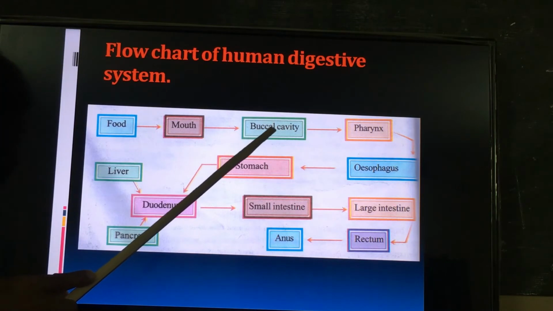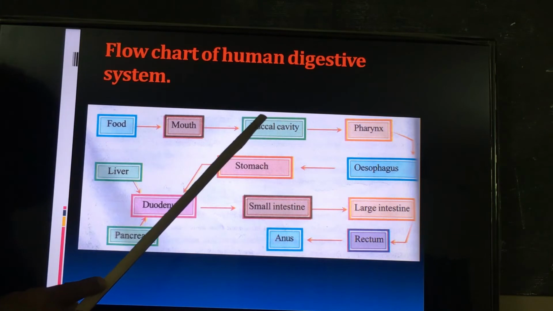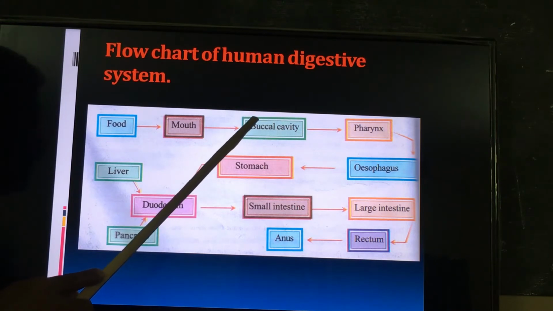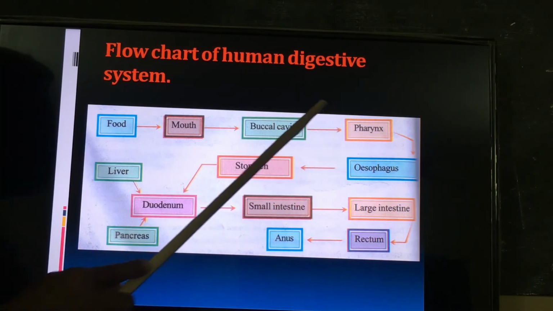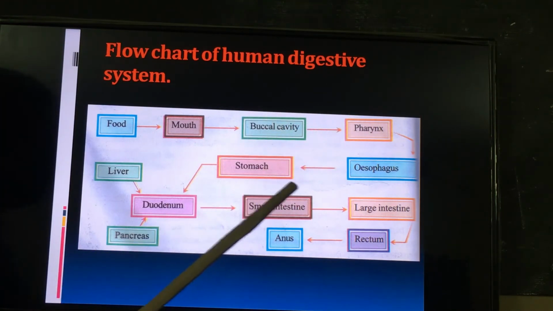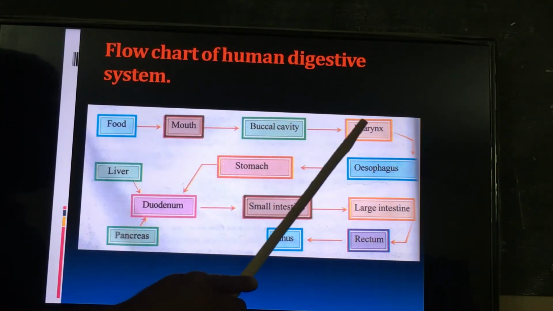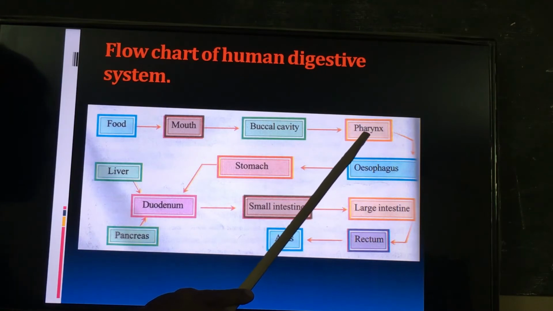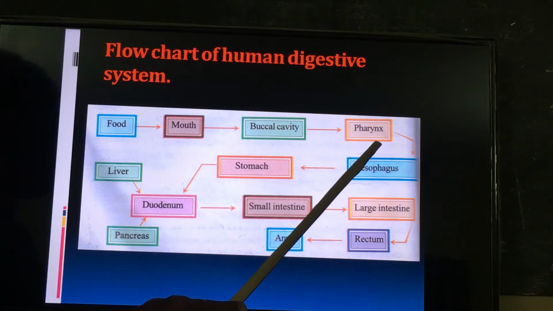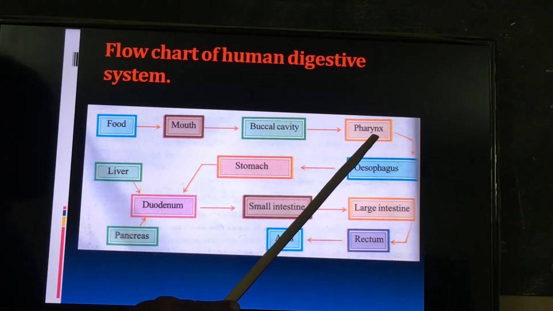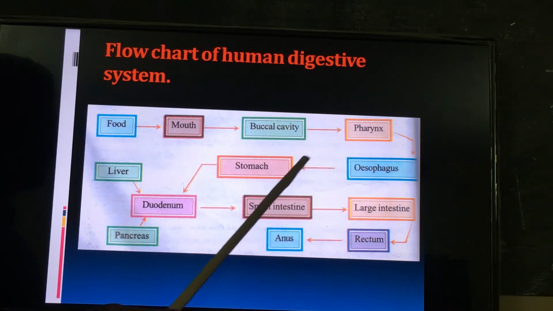Next, it opens into a cavity known as the buccal cavity or oral cavity. Three structures present in the buccal cavity, as we learned, are salivary glands, tongue and teeth. Next, the pharynx. It is the common passage for both food and air. We will discuss more about the pharynx in the second lesson, respiration. The pharynx opens into the esophagus. It is a tube-like structure made up of two muscles, circular and longitudinal muscles. It helps to carry the bolus from the buccal cavity to the stomach.